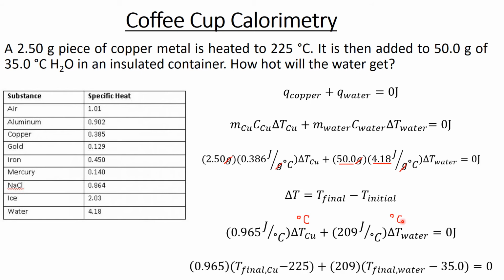So I got rid of the units, but I also substituted in the delta T equation here. So, 0.965 times delta T, which is the final temperature of the copper minus the initial temperature of the copper when it's dropped in the water, because when it's 225 degrees, that is when it's dropped in the water. And then 209 times the final temperature of the water, whatever that is, minus 35 degrees Celsius, which is the initial temperature of the water before the copper is dropped in.